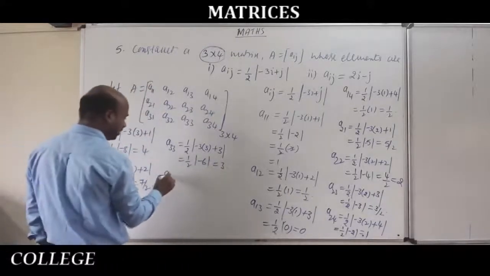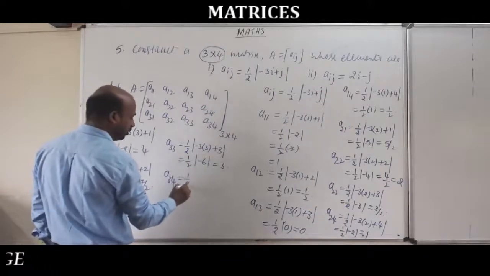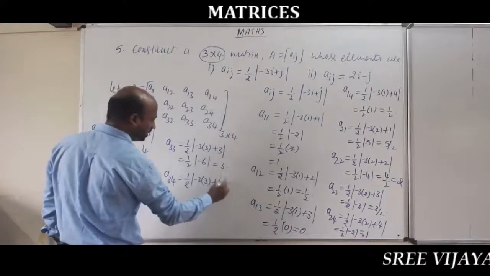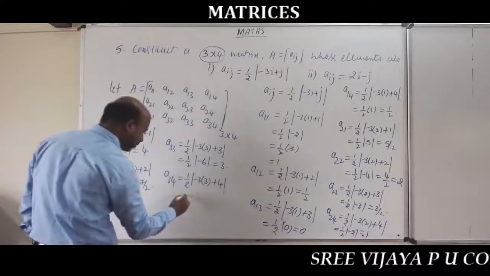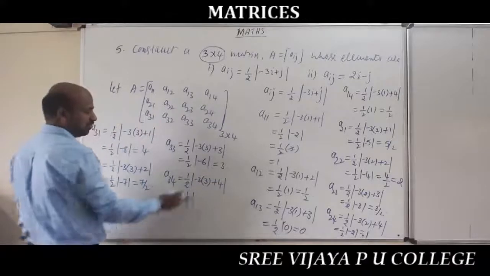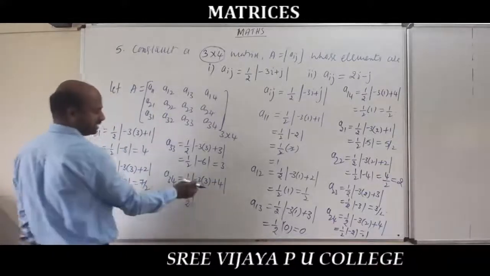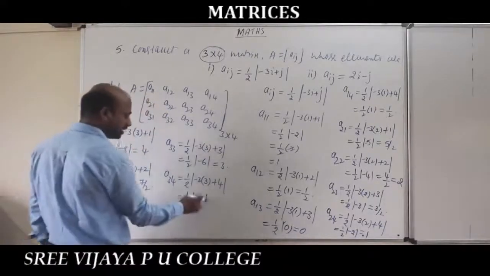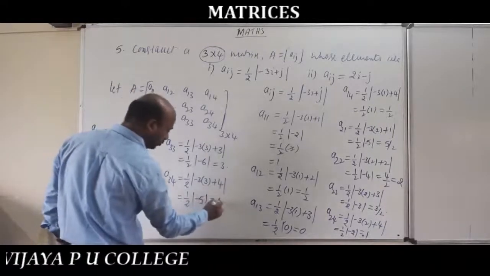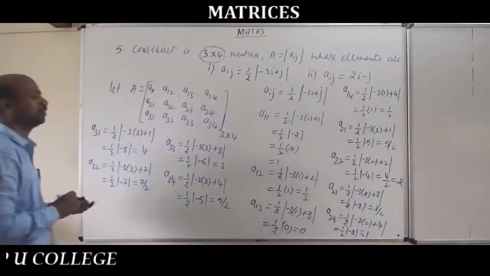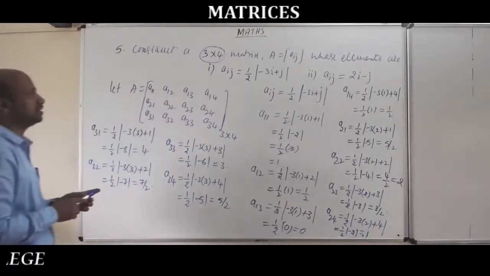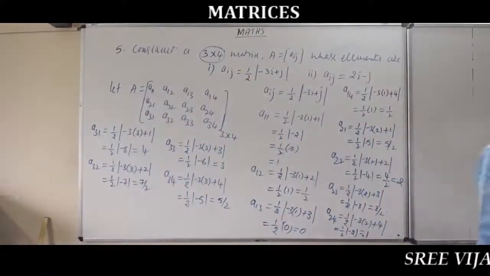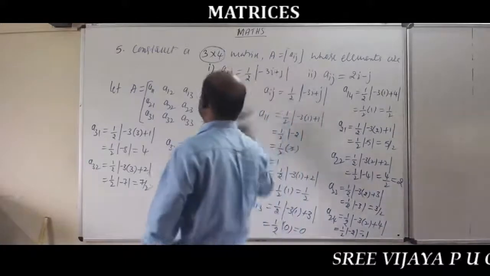And then the last element, third row, fourth element, 1 by 2 modulus of minus 3 into value of i, which is 3, plus value of j, which is 4. That equals 1 by 2 modulus of minus 3 into 3, minus 9, minus 9 plus 4, it is minus 5. Modulus of minus 5 is 5, 5 into 1 by 2, it is 5 by 2. So these are the elements of the matrix of order 3 by 4, where aij is 1 by 2 into modulus of minus 3i plus j.